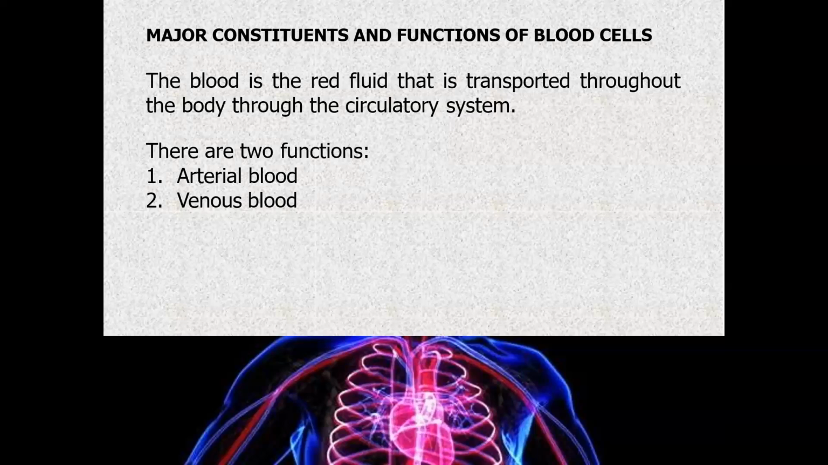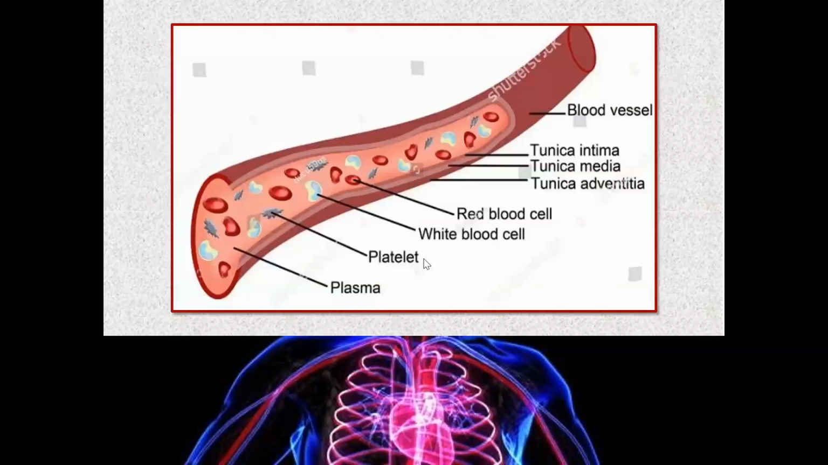So it says here that the blood is the red fluid that is transported all throughout the body through the circulatory system. Okay, so we have the arterial blood and we have the venous blood. So class, dito, ito nga sabi ko kanina, we have here the blood vessel. So sa blood vessel, you have 3 layers. You have the intima, media, and the adventitia. Okay? We have the blood cells, the red blood cells, WBC, platelets, and plasma.